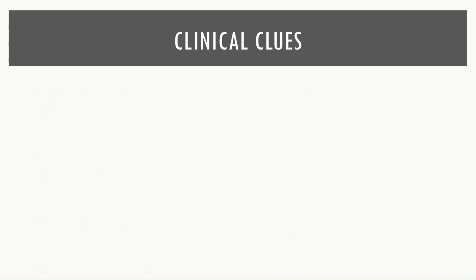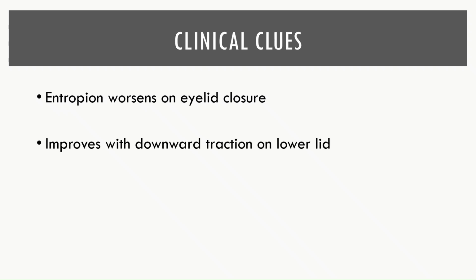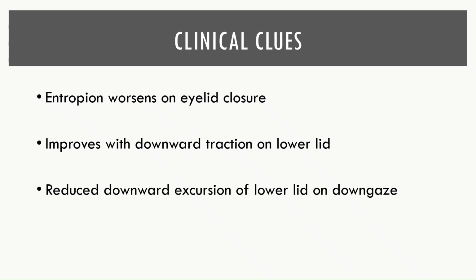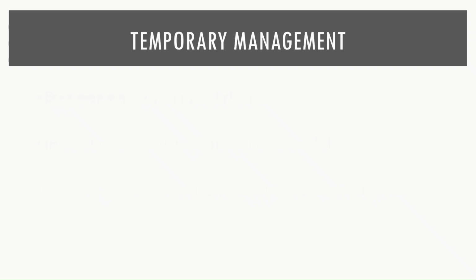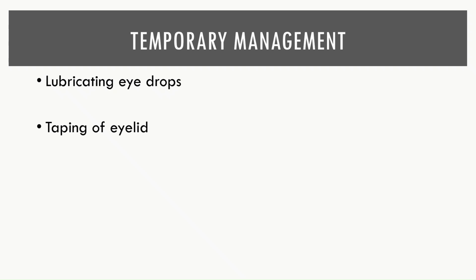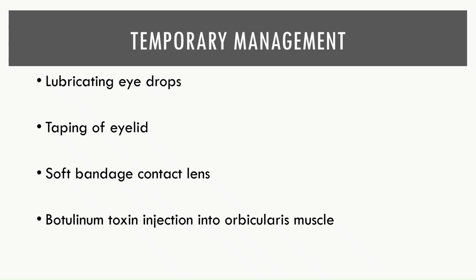The clinical clues in involutional entropion are entropion worsens on eyelid closure, improves with downward traction on lower lid, and reduced downward excursion of lower lid on downgaze. Temporary measures protect the cornea but do not address the underlying cause. Lubricating eye drops, taping of eyelid, soft bandage contact lens, and botulinum toxin injection into orbicularis muscle are the temporary management measures.